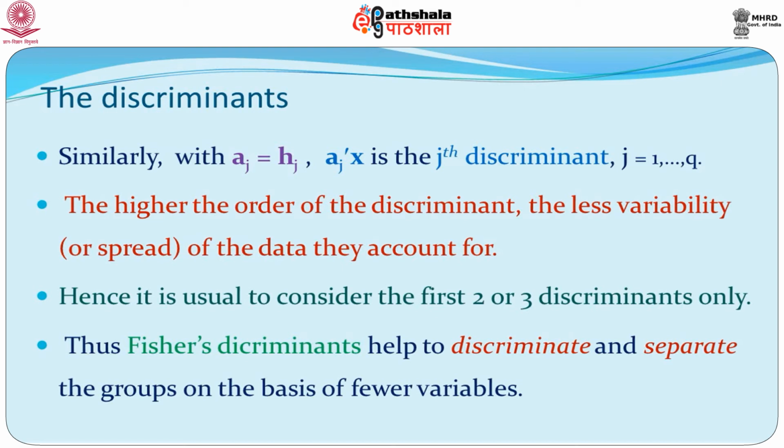Mind you, originally you had m variables, now you have q variables, where q is much smaller than m. In fact, you do not take all the q's, you take maybe the first 2 or 3 q's to look at the different discriminants. So, the first 3 discriminants would actually characterize the whole of the m variables that we had been looking at previously.